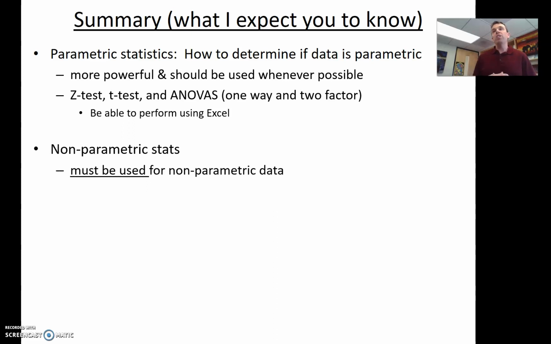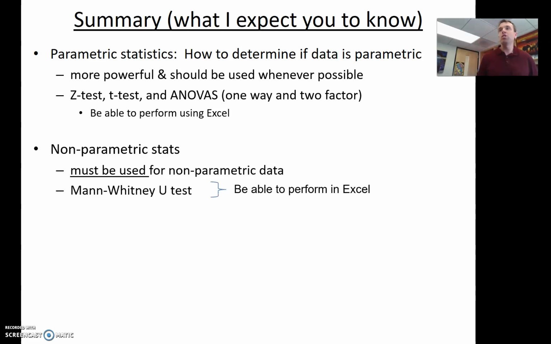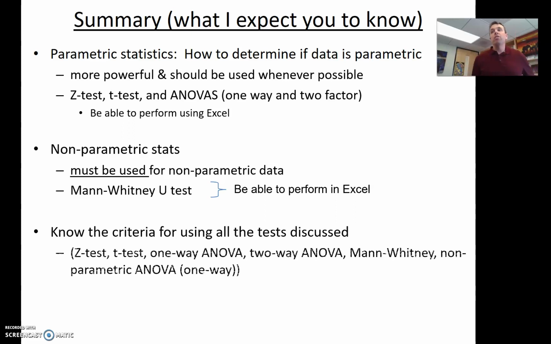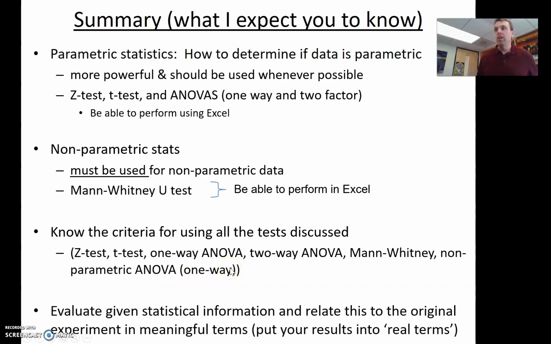All right, so the non-parametric stats. All right, so we know that this must be used for the data that is proven not to be parametric. We now have the Mann-Whitney U-test. That's the one thing you should be able to perform in Excel, and within that you should be able to perform the rank averages to rank the data. Right? You should know the criteria for using all the tests that we just kind of had in the table. Z-test, t-test, chi-squared, one-way, two-way ANOVA, Mann-Whitney, the Kruskal-Wallis test, and the Wilcoxon's test. Right?